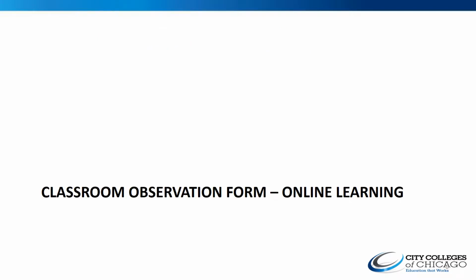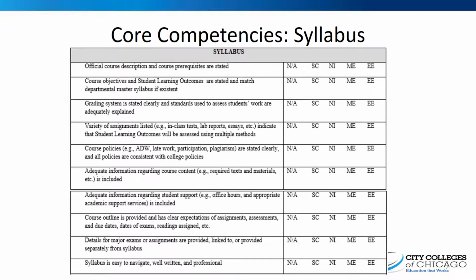We will now review the core components of the classroom observation form for online learning. Core competencies regarding the syllabus. In this section, the observer will review the educational quality regarding the syllabus. If you think about the purpose of the syllabus, it's pretty much a contract between you and the student. So in that contract, we want to make sure that it has the necessary information in order to set expectations.